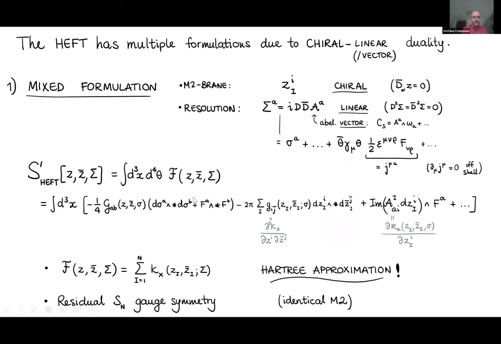And finally, I should stress that because the M2 branes are all identical, there is a residual gauge symmetry, which is the permutation of the M2 branes, that we'll have to take care of. Okay, so this was a mixed formulation.